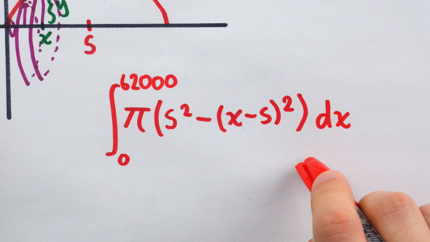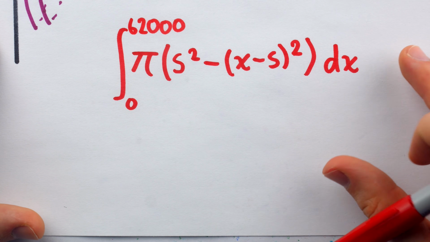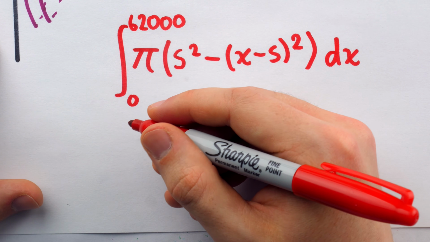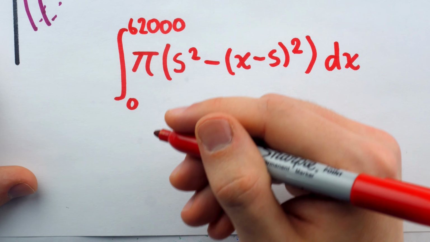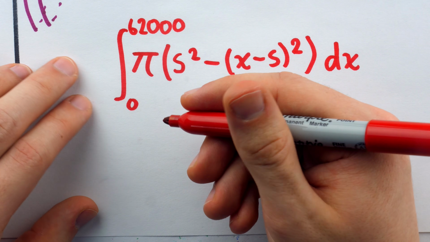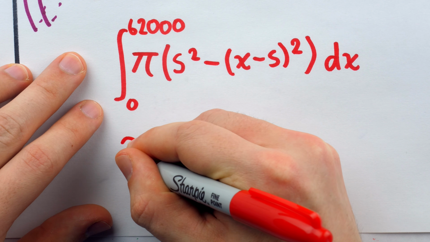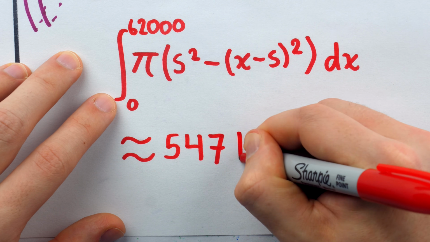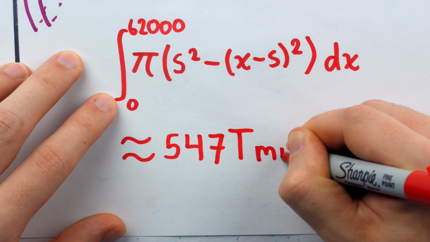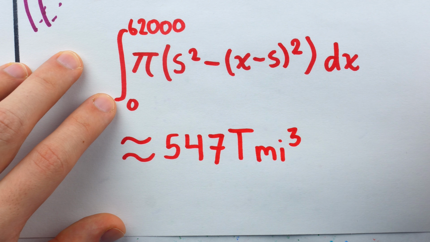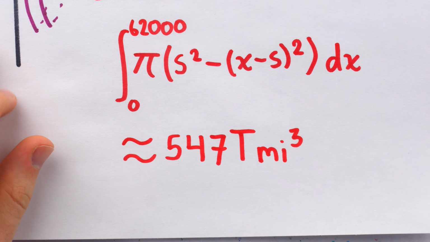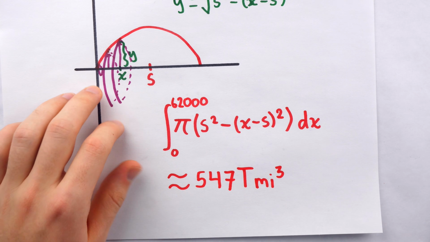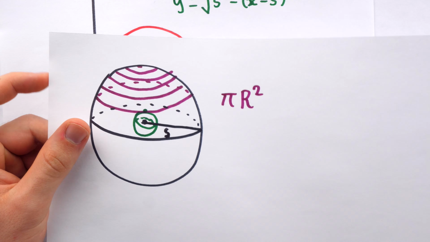This is a very easy integral for anyone who knows calculus. You would just use the power rule, and in the end, this comes out to about 547 trillion cubic miles. That's 547 trillion cubic miles. Okay, phew, that is most of the hard work. That's the volume of the sky that is above us.